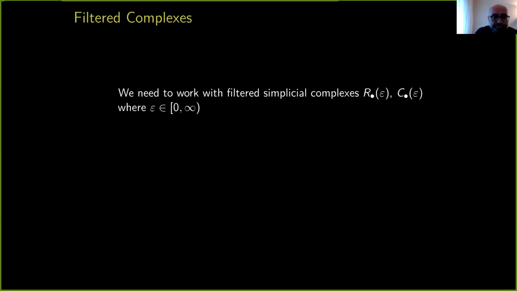Okay. Which means I will have to work with filtered complexes, because for each epsilon I have a simplicial complex. And if I change this epsilon, I will change the simplicial complex. And when I change the simplicial complex, I will change the homology or homotopy, whatever topological invariant you're calculating.